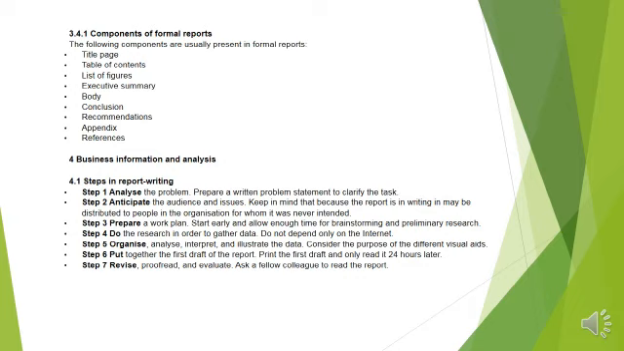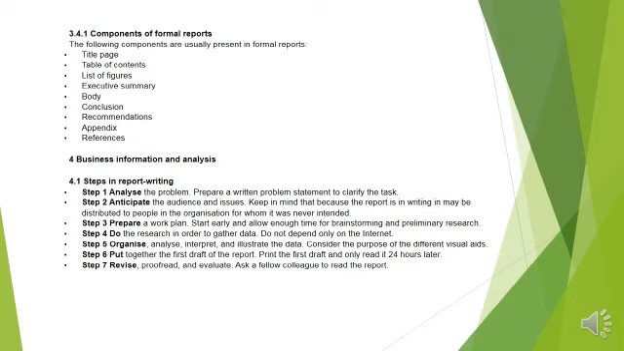Then prepare a work plan. Start early and allow enough time for brainstorming and preliminary research. Start as early as possible so that you can have enough time for brainstorming and preliminary research. Do the research in order to gather data. Do not depend only on the internet, do research in order to gather information. Then organize, analyze, interpret, and illustrate the data. Consider the purpose of the different visual aids.